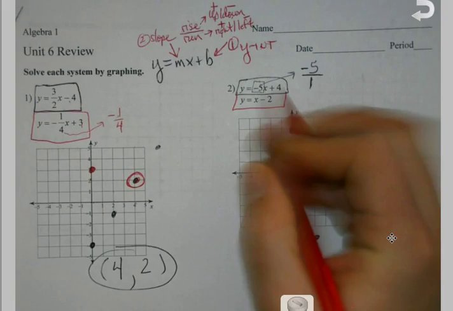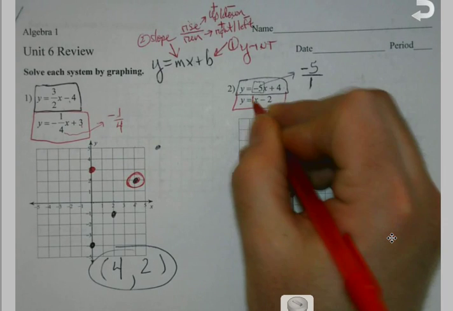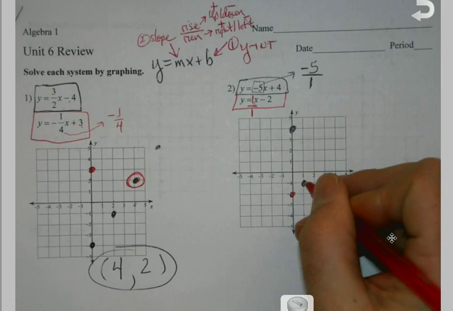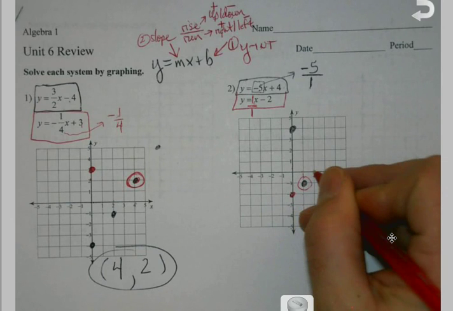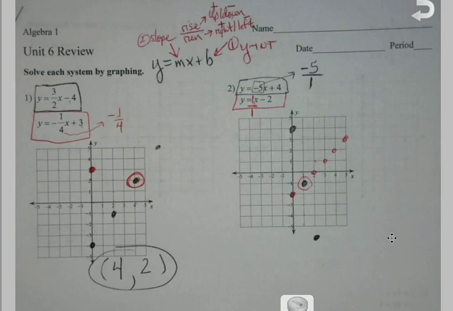Okay. If I don't see a number in front of x, we've talked about that before. It's just going to be 1. So I go up 1 and right 1. Oop, there's my point. Up 1 and right 1. Up 1 and right 1. Okay, I can get my points in there. But I've already found my spot where they cross. It's that guy right there.